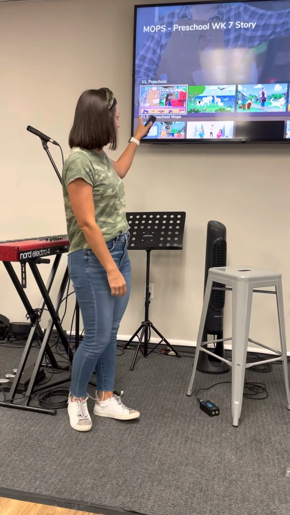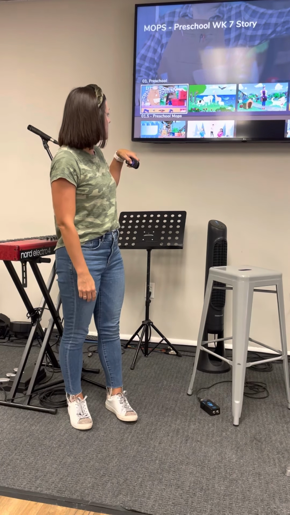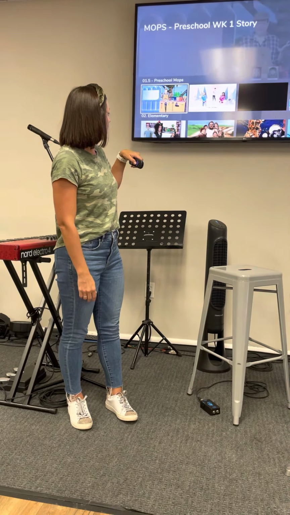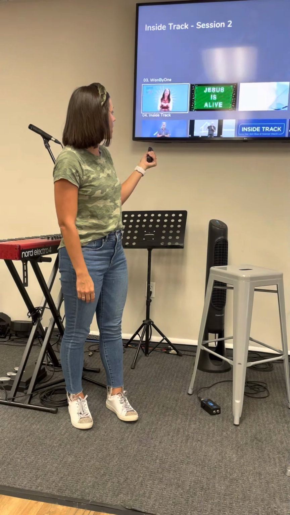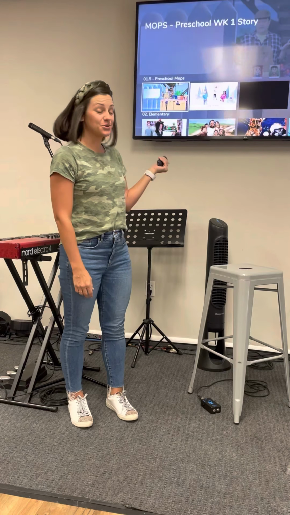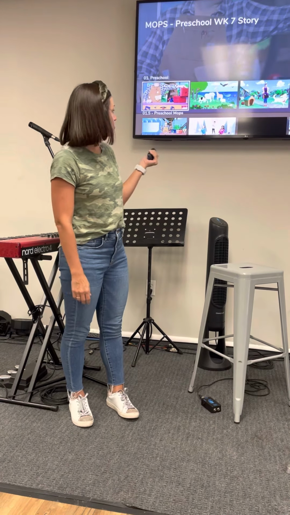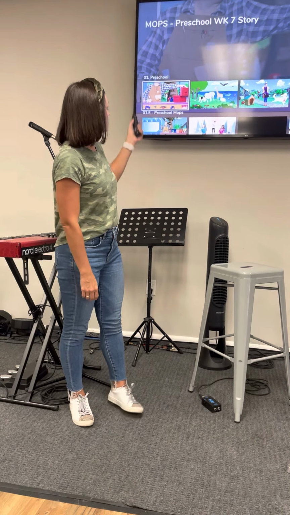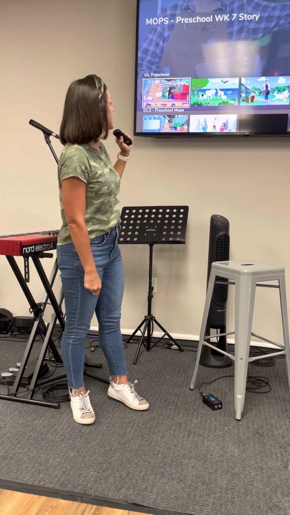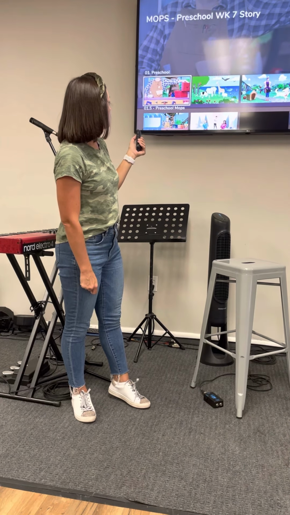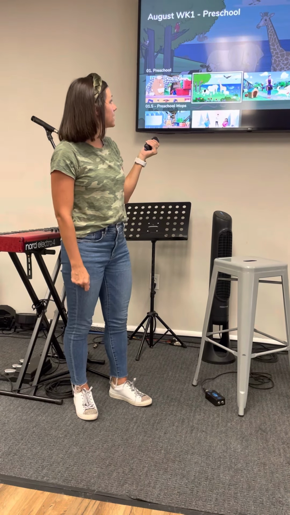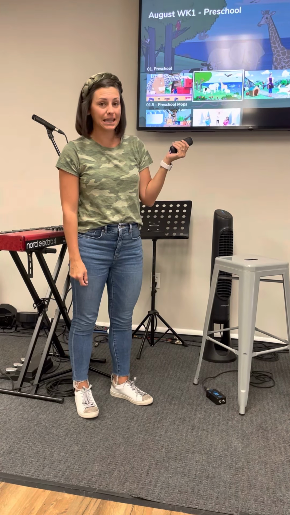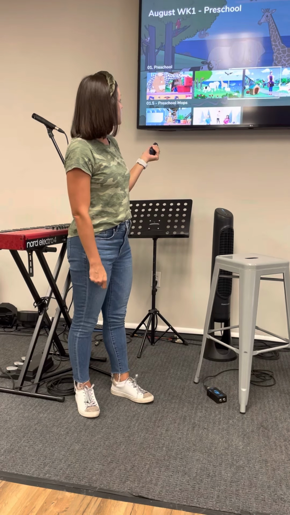But you should see a preschool section, and if you continue to scroll down, there is an elementary section, 1 by 1, inside track, so there's all kinds of stuff in here. Luckily, preschool is the first one you'll see, so it should be pretty user-friendly. And here you'll be able, at the very top of the screen, to see what week we're on. So I am going to scroll over. This is August week 1 preschool, so this would have been last Sunday's message.